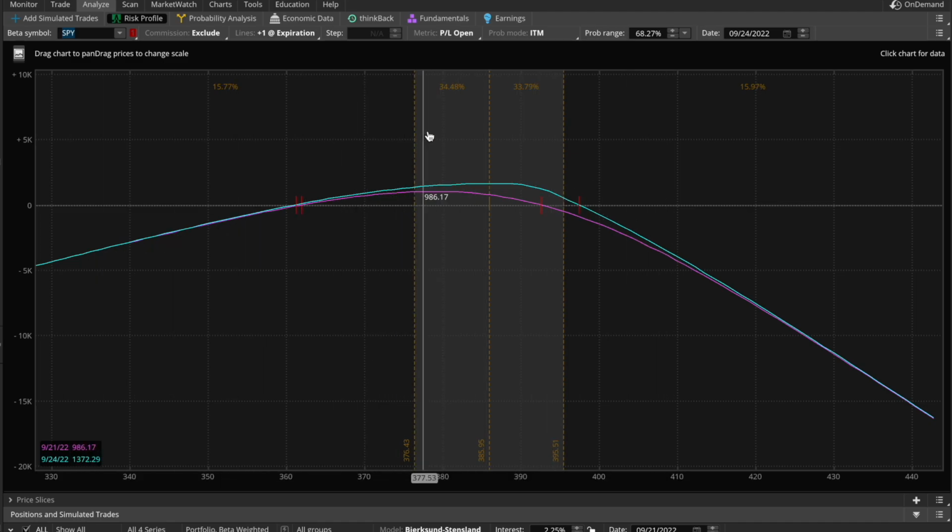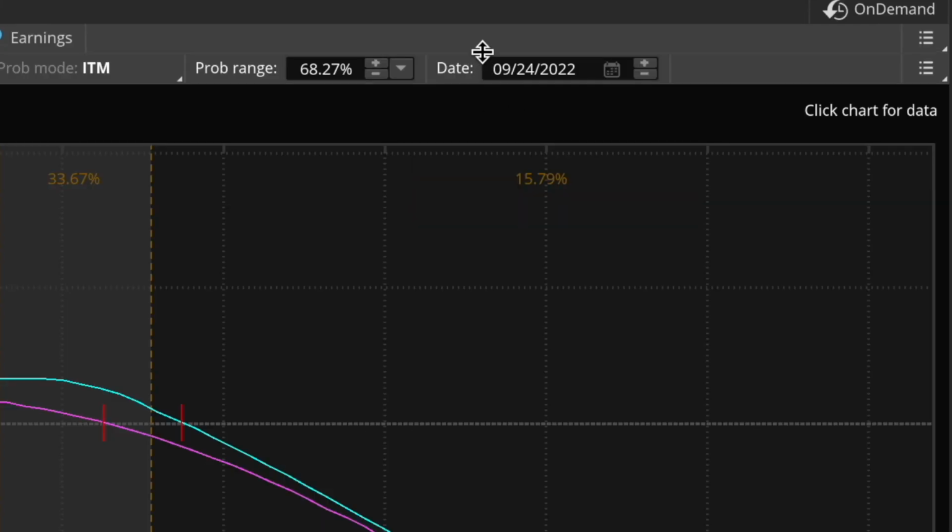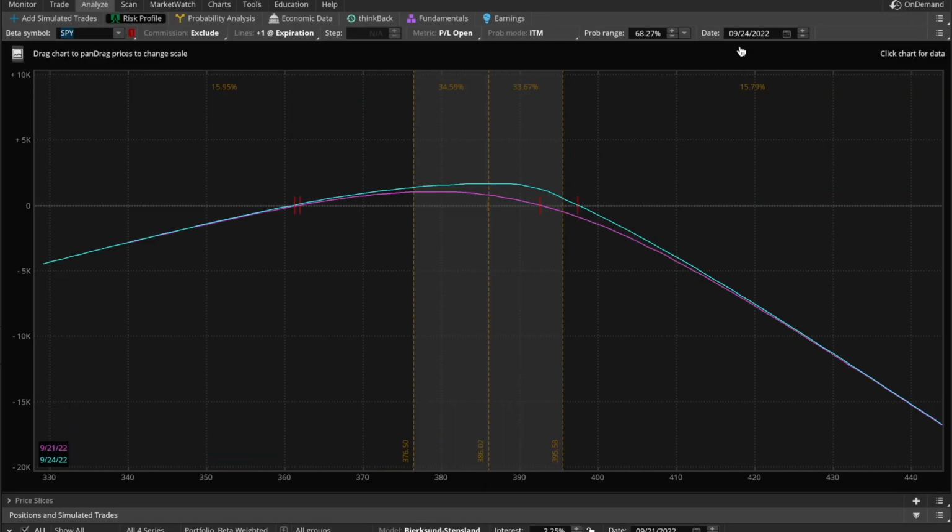And same thing again with this lighter gray area. This is showing you a 1 standard deviation range. So the chance that by the expiration date of, in this case, September 24th, SPY is going to be within this range is about 68%. And if that does not happen and SPY moves beyond that range, I can look at these curves here to see where my approximate profit or loss is going to be based on those prices.